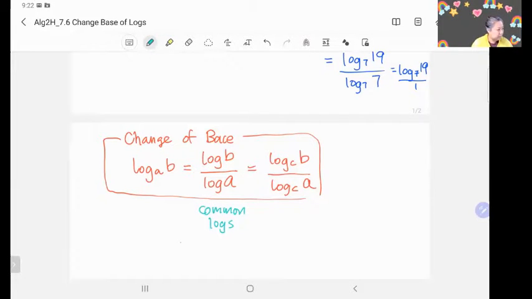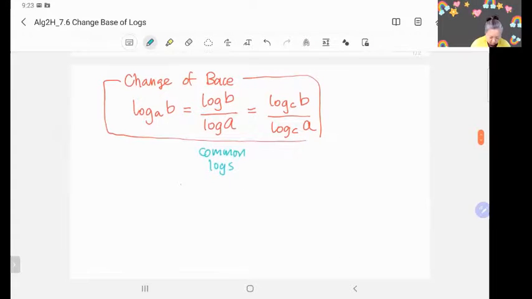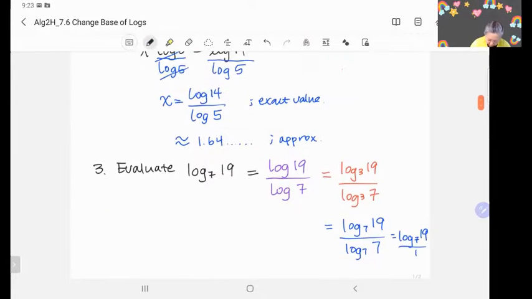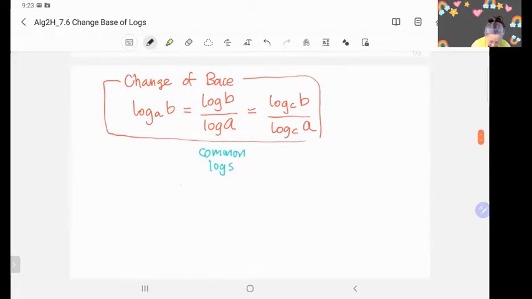Or what if we use a different log here? Can we use log E? Yeah, exactly. So let me show you a quick example here. Let's use the same example. If I have log base 7 of 19 again, and I use the natural log, it's going to be natural log of 19 over natural log of 7. Easy.